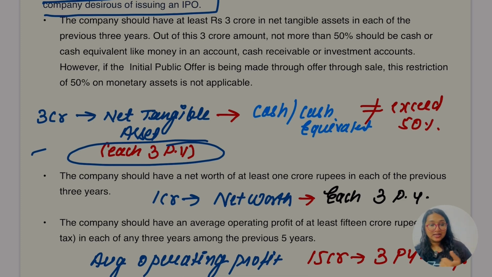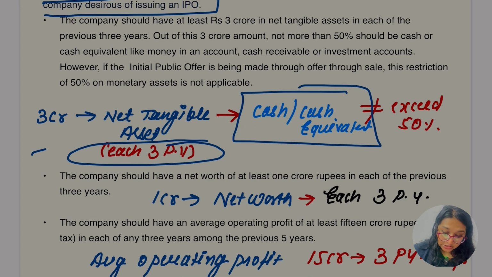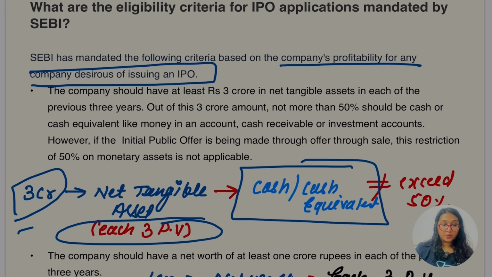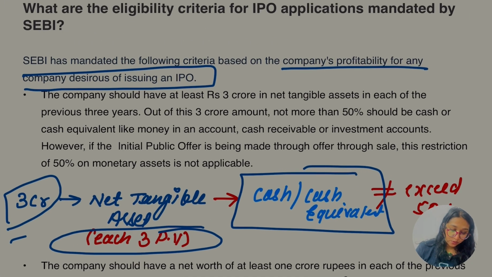Okay, so the net tangible asset should be at least 3 crore of the company in the 3 previous years, and from this net tangible asset the cash and cash equivalent shall not exceed 50%. Okay, which means half of the 3 crore can be cash and cash equivalent, but it should not exceed 50%. ठीक है, which में 1.5 करोड़ से ज़्यादा नहीं चाहिए यहाँ पे cash and cash equivalent. ठीक है, so let's go for the thing.